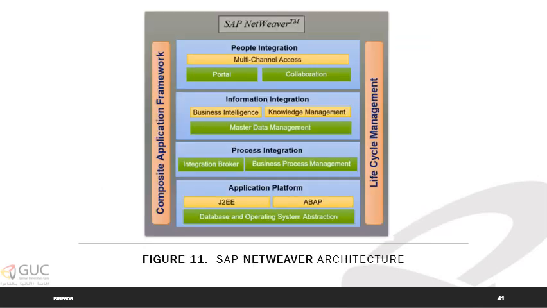SAP NetWeaver is a comprehensive platform for development, composition, and maintenance of the enterprise system, as shown in the figure. The SAP NetWeaver application server hosts all applications such as business process management, data warehouse, online analytical processing, and extending applications to mobile devices. The architecture of SAP NetWeaver is composed of four layers: application platform layer, process integration layer, information integration layer, and people integration layer.